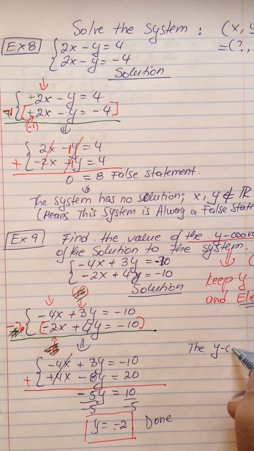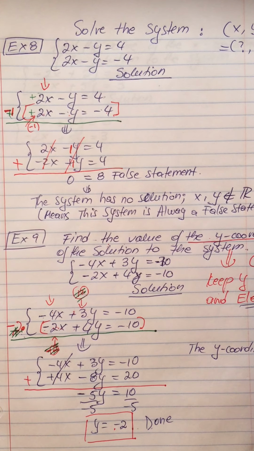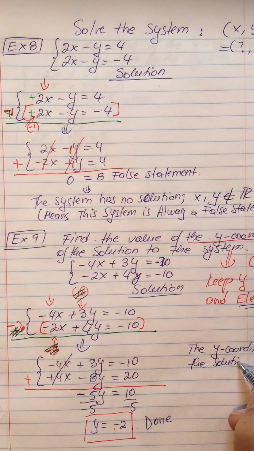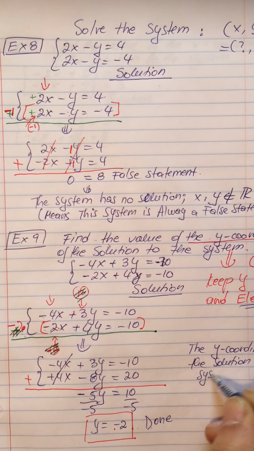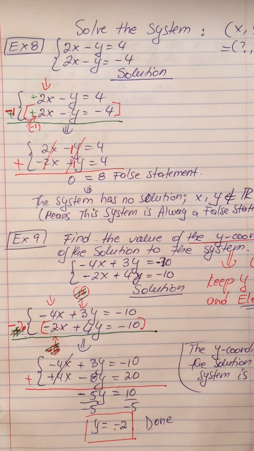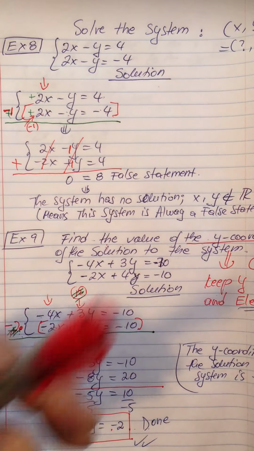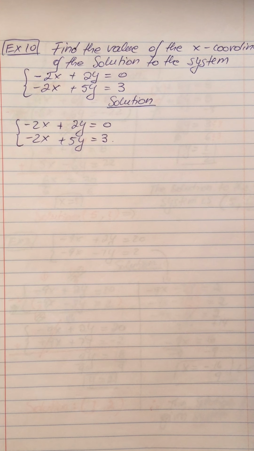You don't need to write it. Of the solution to the system is -2. This is the answer. You don't need to write, just check it and you are done. Now let's go and read example 10.